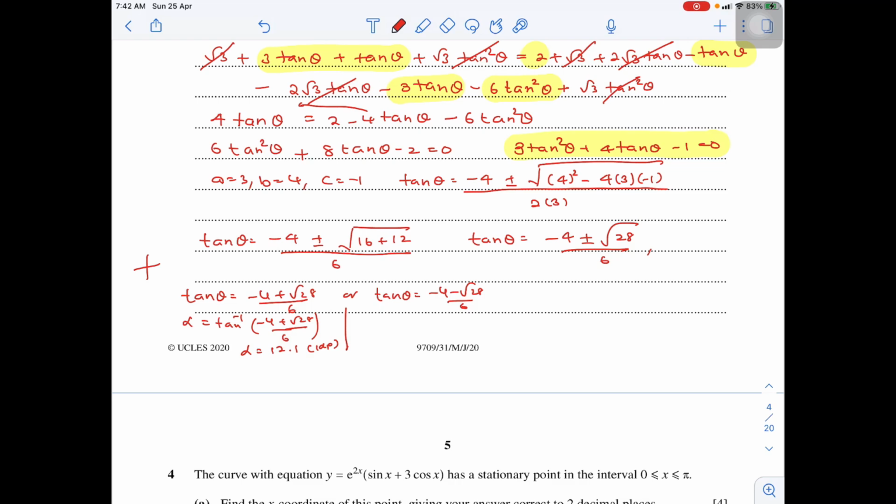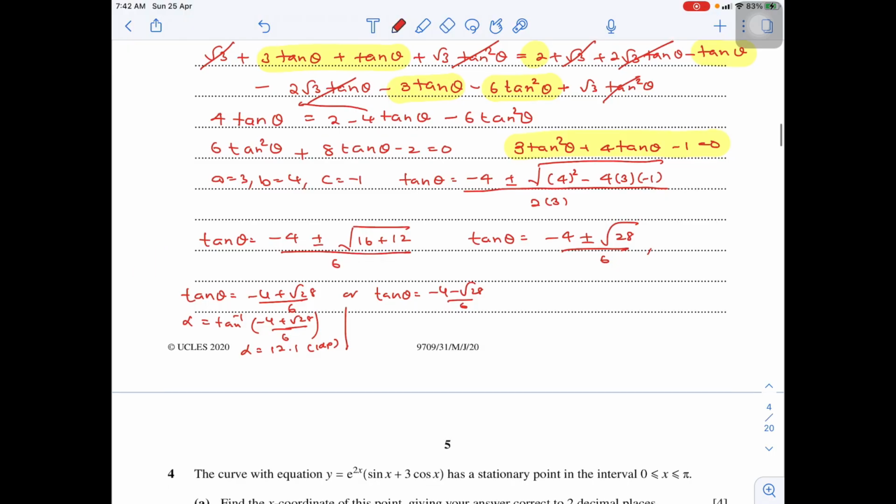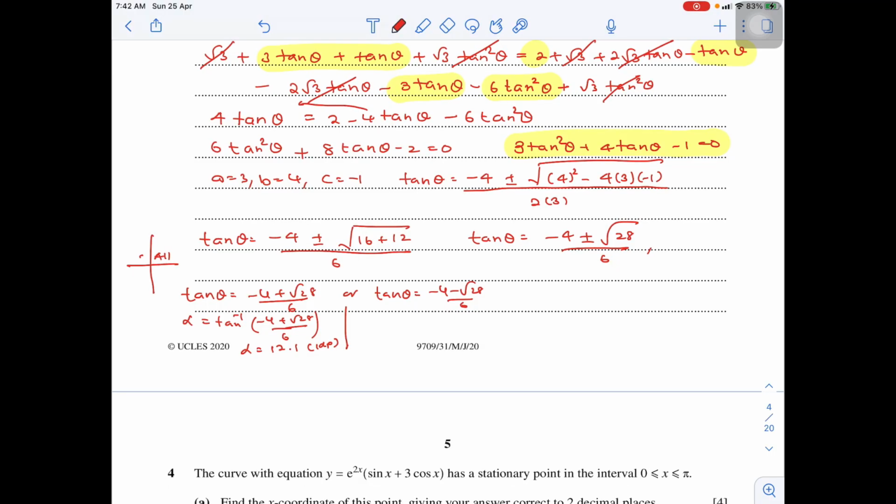Now since square root of 28 is more than 4, that's 5 point something, tan is positive. So tan is positive in all S, T, C. Tan is positive there and there. That's theta, and that's 1.